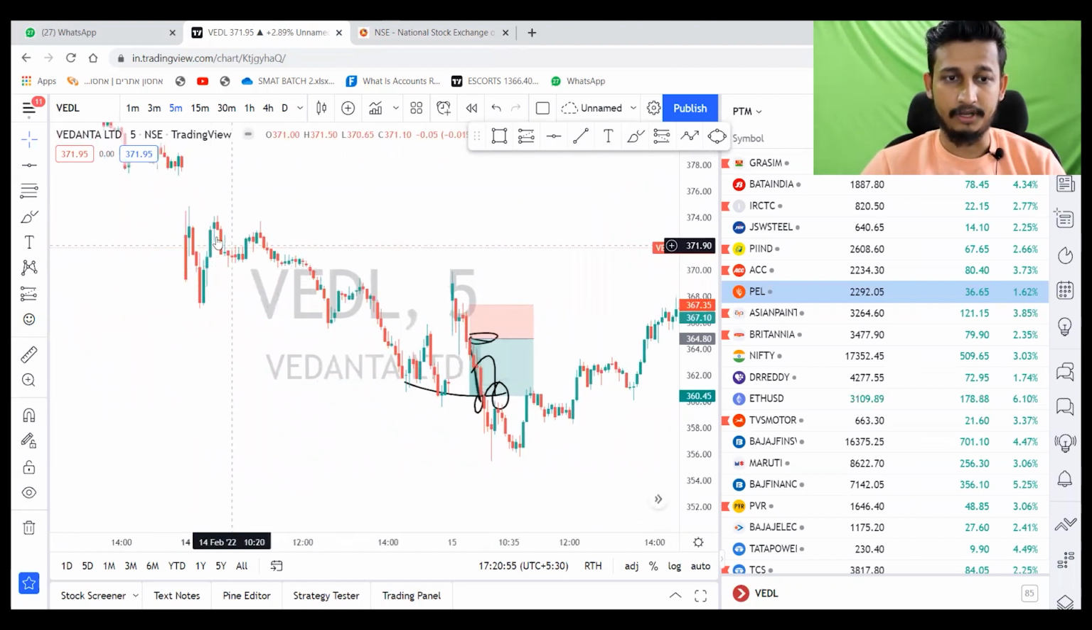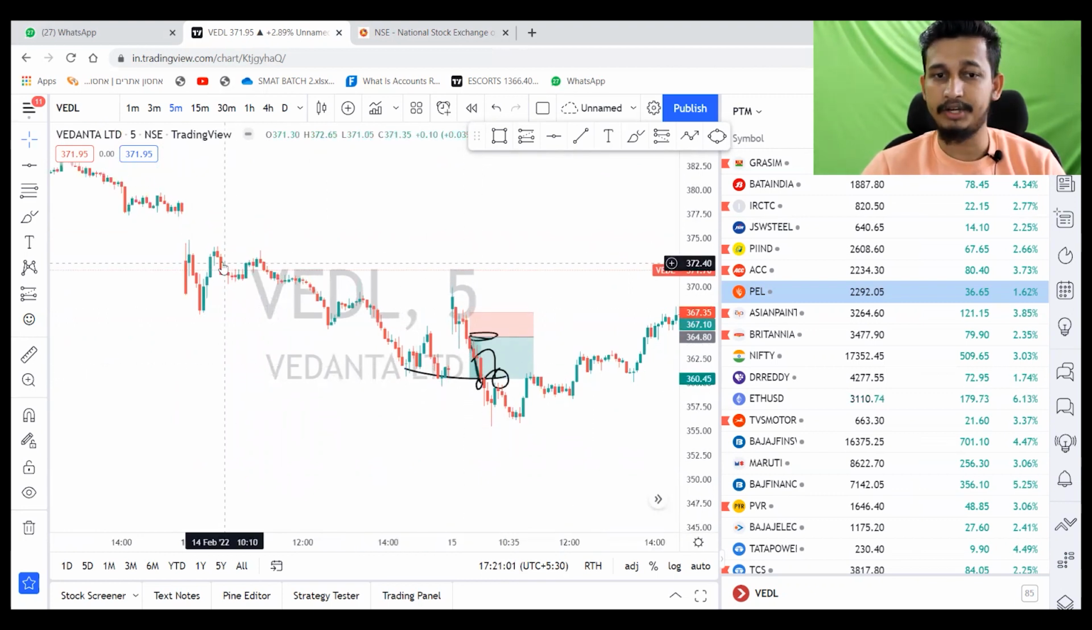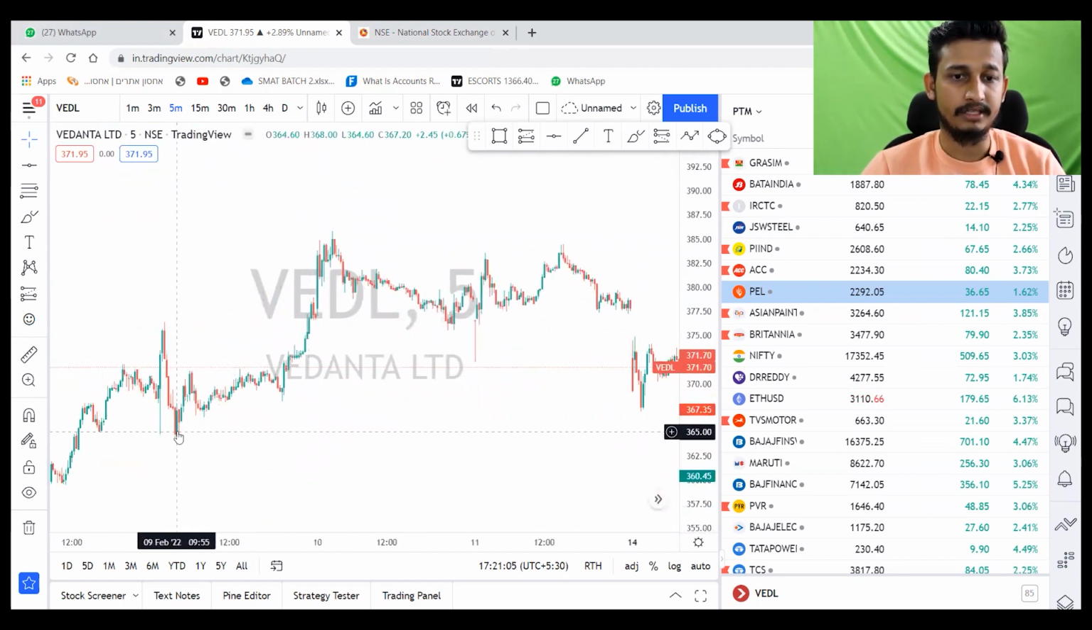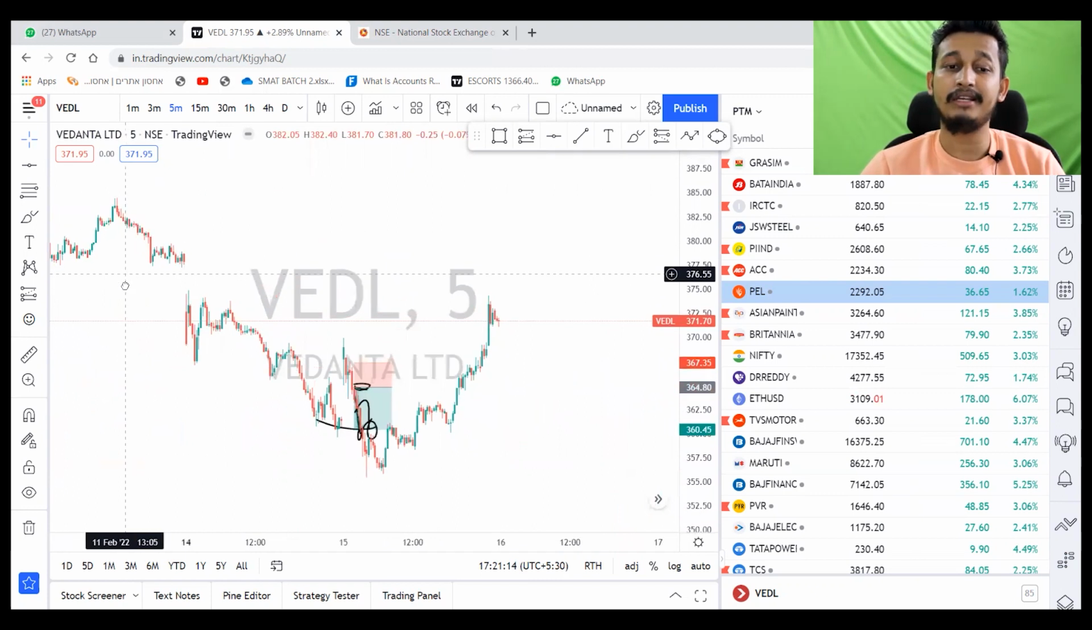Go and check for 14th of Feb. 373 is the high approximately, and the low it had made is 361, which is approximately 3 to 4% again. Then on 9th, you can see the low it had made is 365, the high it had made is 385. So on an average, 7% movement it has given. So this stock is good for intraday.